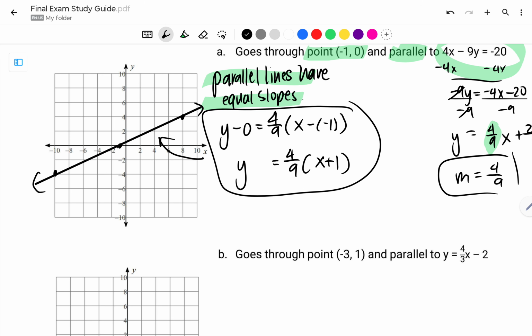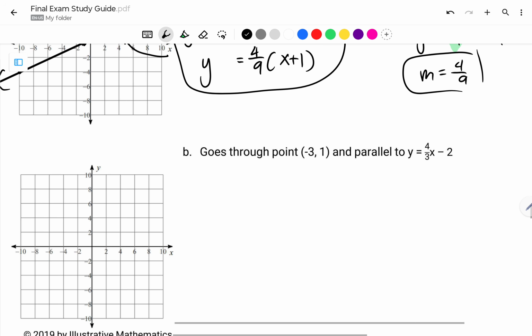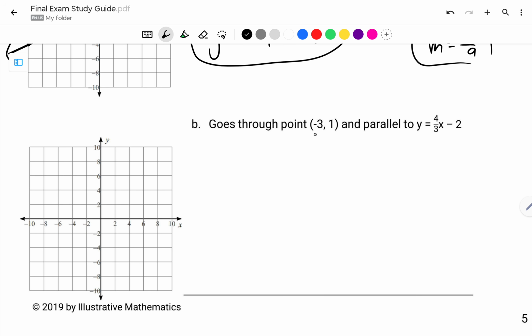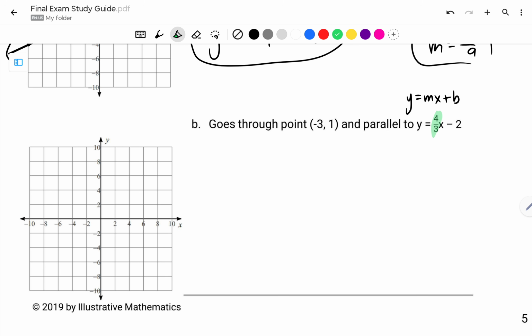Okay. This one is pretty straightforward. Goes through point -3 and 1 and parallel to y equals 4/3x minus 2. So this one is already in slope-intercept form. It already has that y equals mx plus b form. So I can just look at the formula and figure out my slope. My slope is going to be 4/3.